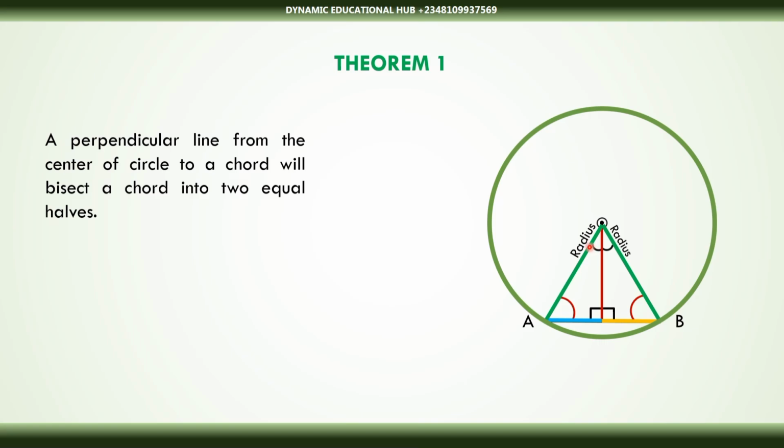So if the angle between the two radii is theta, the angle between this perpendicular line and this radius will be half theta. The same thing with this one, half theta. This one is 90 degrees, this one is 90 degrees, and this length will be equal to this length. This radius is constant, it is the same thing. Now with that understanding, we can use trigonometric ratios and Pythagoras theorem. Using trigonometry, we can solve any question.